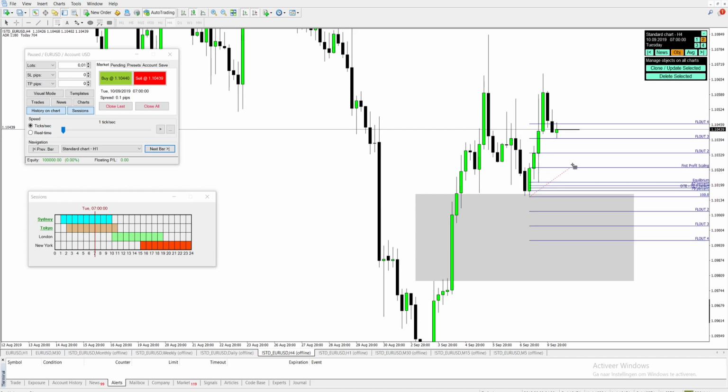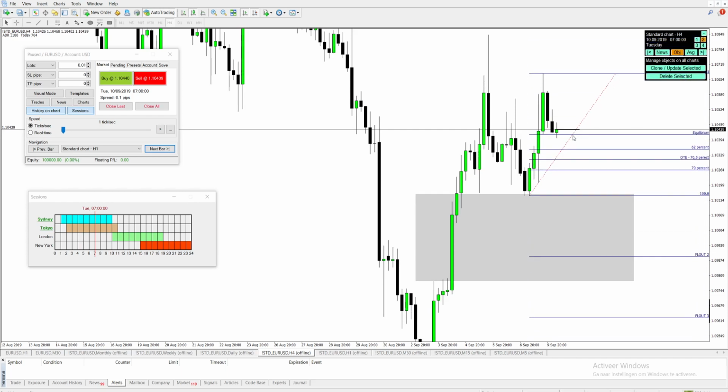So if you have a fair value gap and you're not sure if you can enter on it, it has to be in discount. If the fair value gap is in premium of the range, then don't look for that one for a buy. Right, so it is in discount, not in OTE, but it is in discount on the 4 hour.